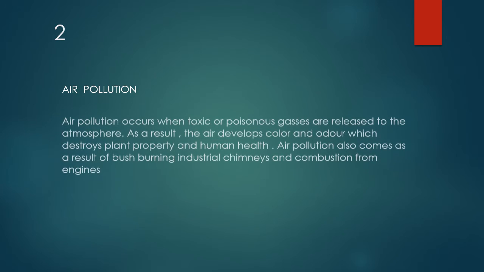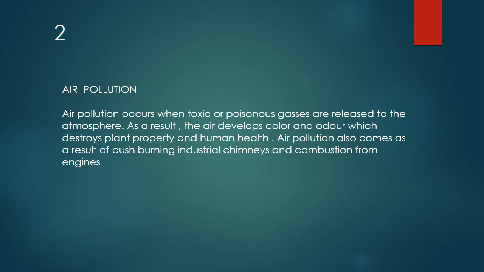Two, air pollution. Air pollution occurs when toxic or poisonous gases are released into the atmosphere. As a result, the air develops color and odor, which destroys plant property and human health. Pollution also comes as a result of bush burning, industrial chimneys, and combustion from engines. So, my dear students, what is released into the air that reduces the availability of oxygen is known as a pollutant to the air.